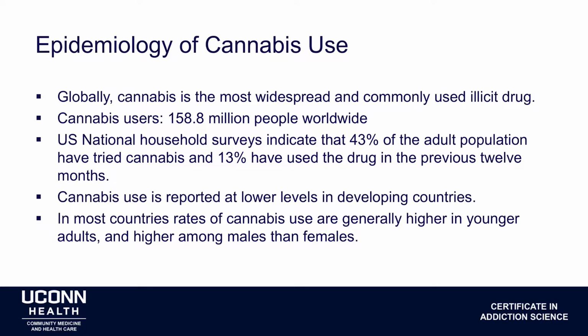Cannabis is a good example. Globally, cannabis is the most widespread illicit substance that's used around the world. By some estimates, almost 160 million people have used cannabis in their lifetime. The U.S. National Household Survey indicates that about 43% of the adult population has tried cannabis, and 13% have used cannabis in the previous month. So it is quite prevalent within the general population of some industrialized societies. And it's used much less in developing countries.